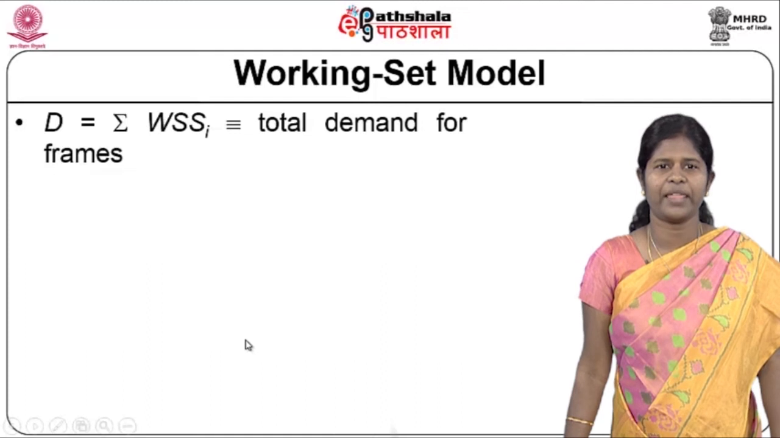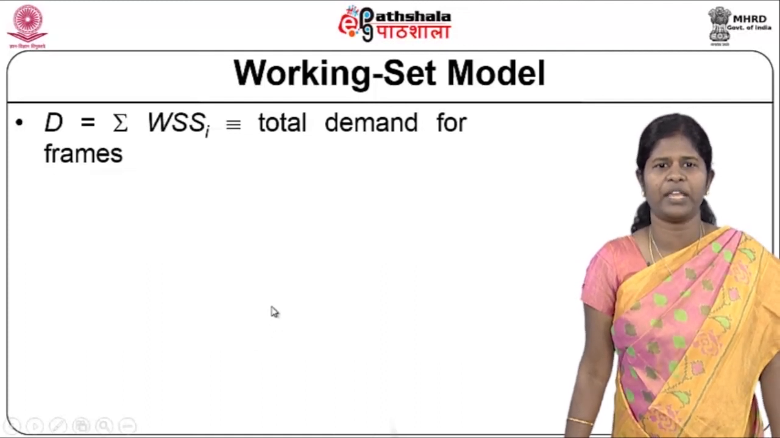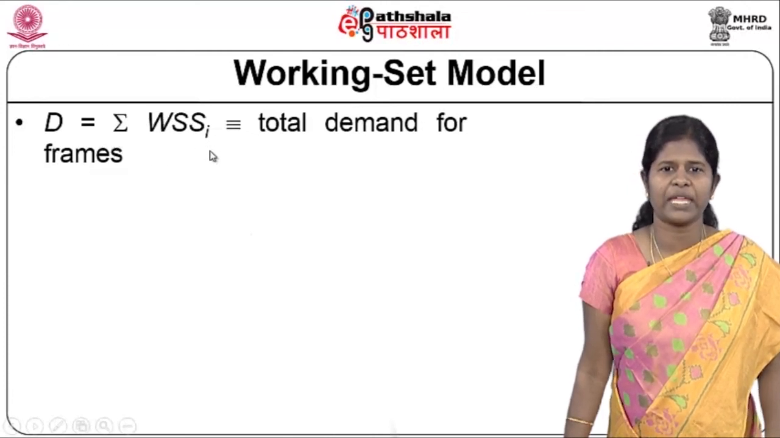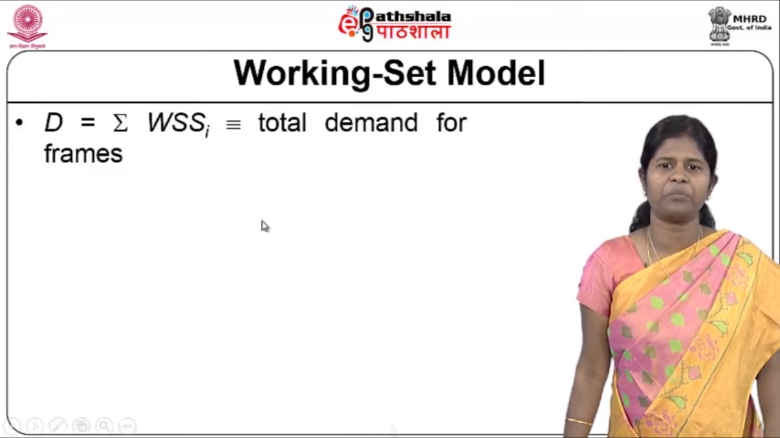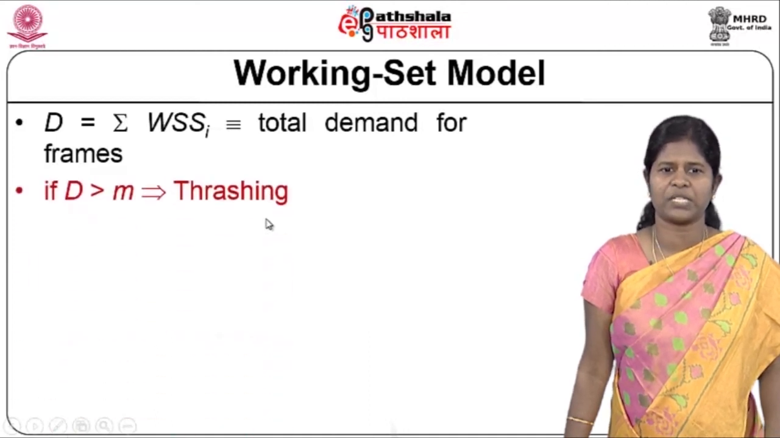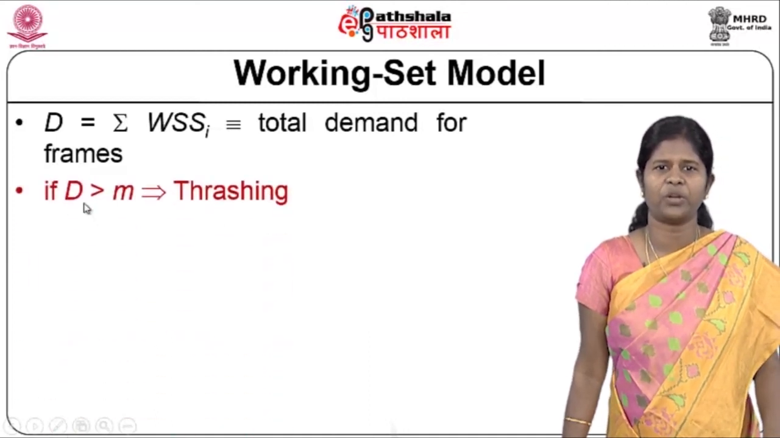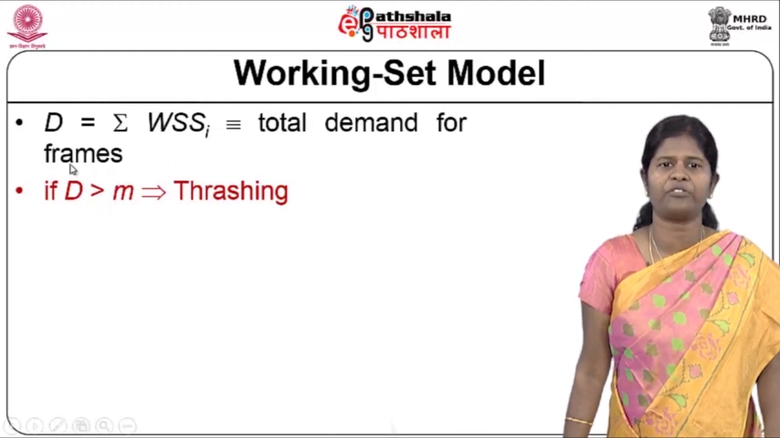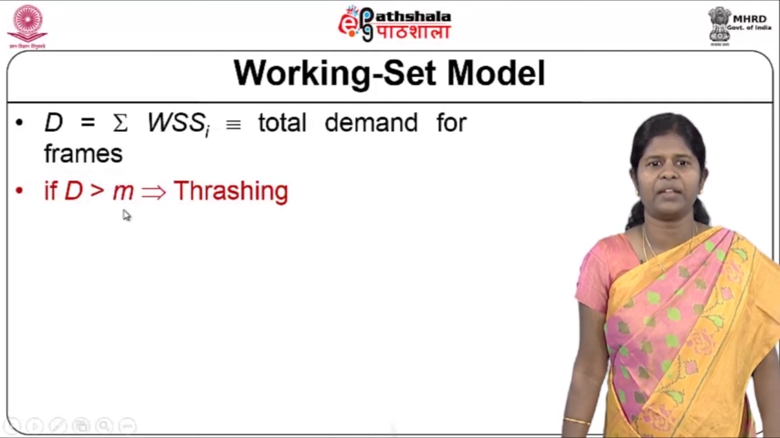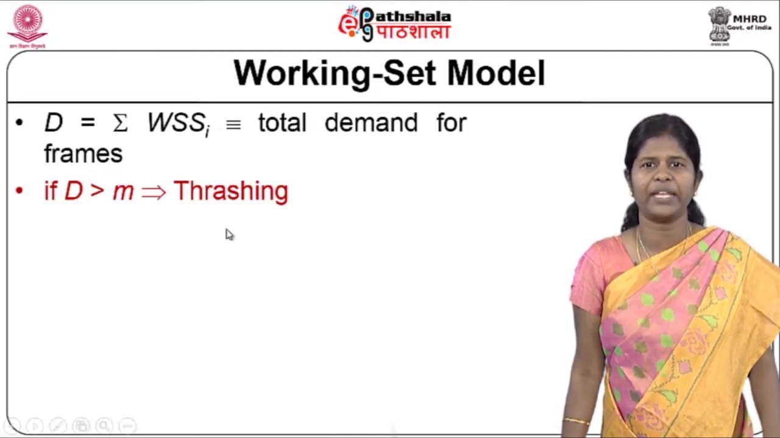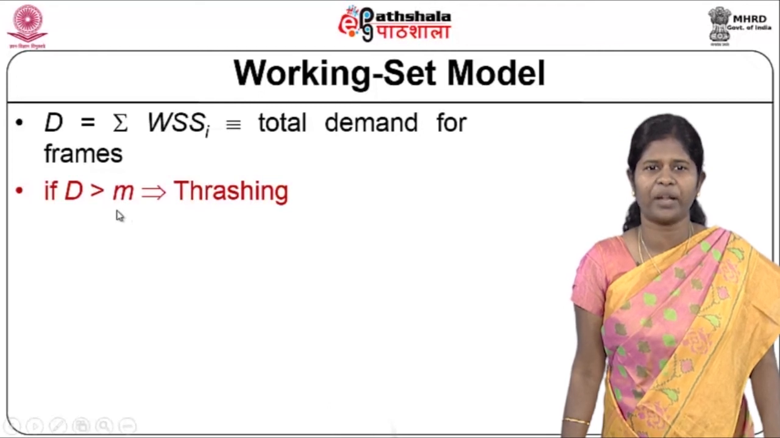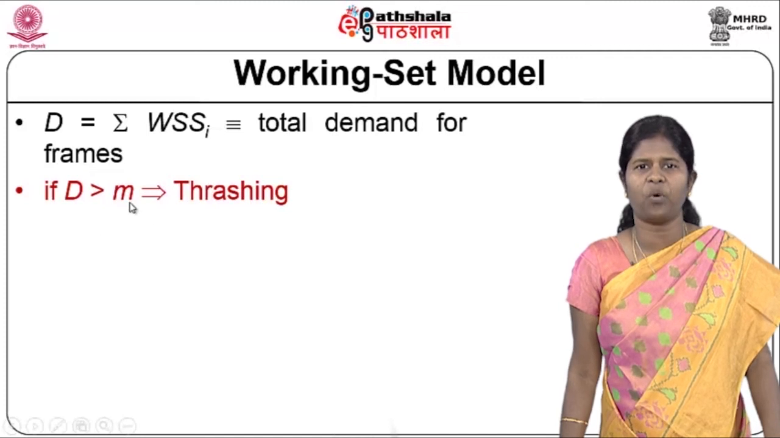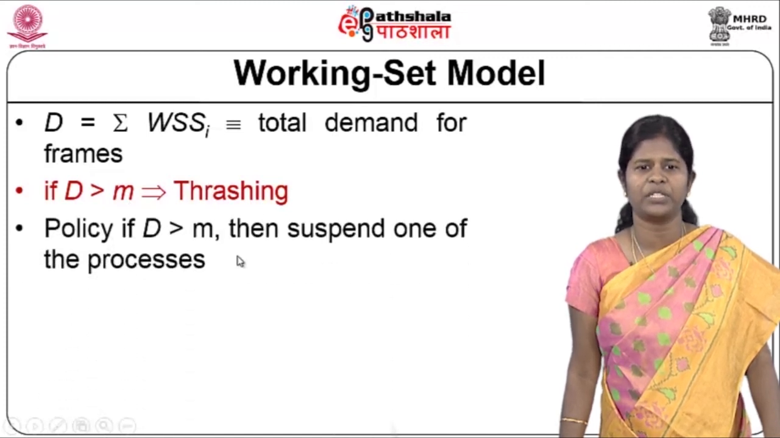So, we see that the sum of the working set sizes of all the processes, that is sigma WSSi, can be found. That is the total demand for frames from all the processes. And if the sum of the working set sizes of all the processes, or the total demand for frames, is greater than small m, then it will lead to thrashing. What is small m? It is the total number of frames that are currently available. So, if the demand is more than what is available, then that will lead to thrashing.